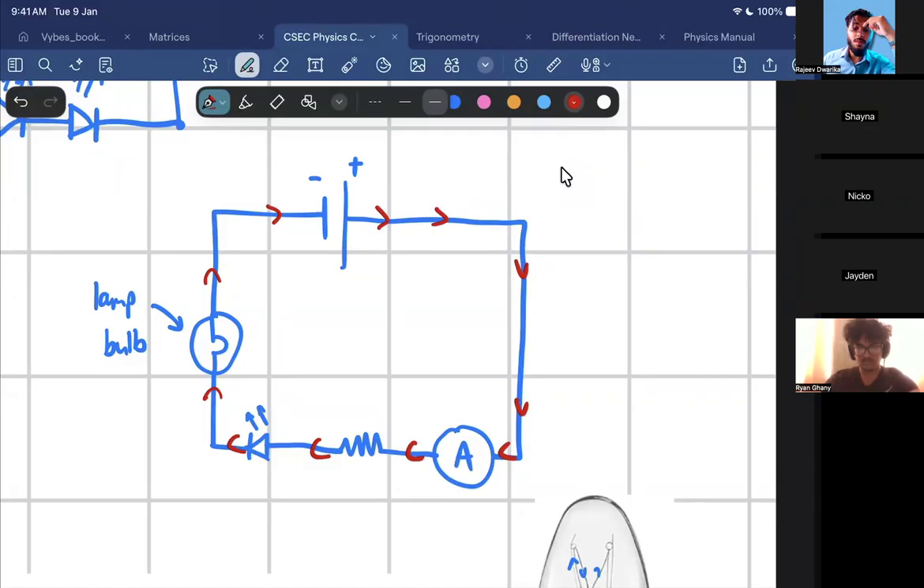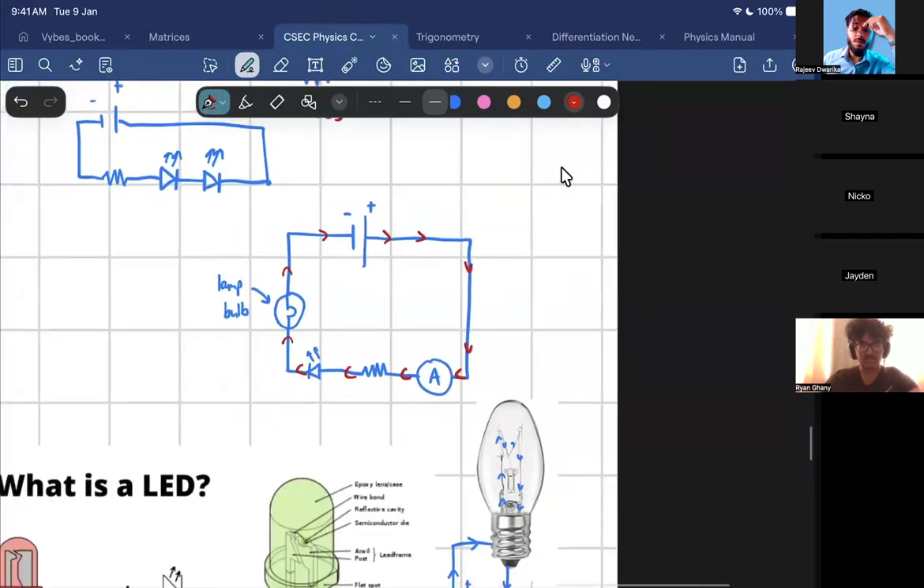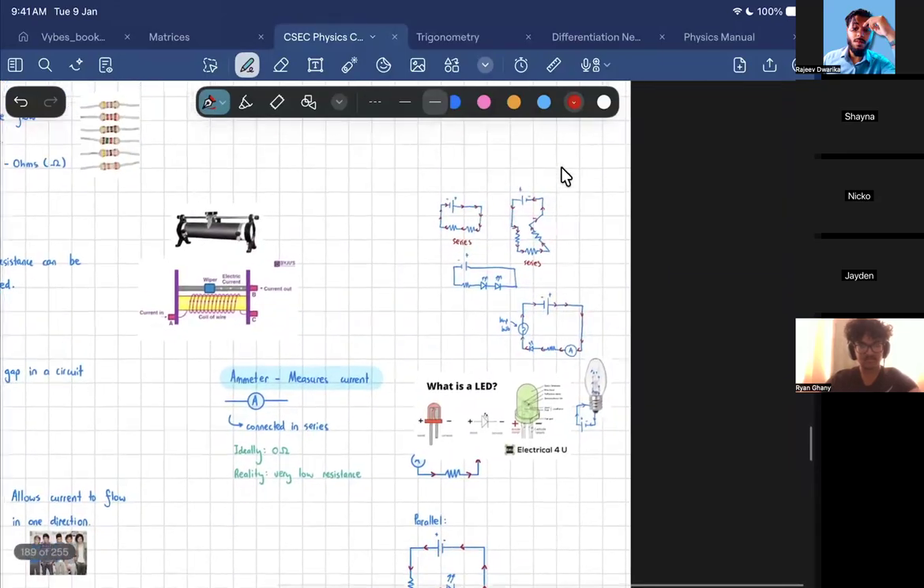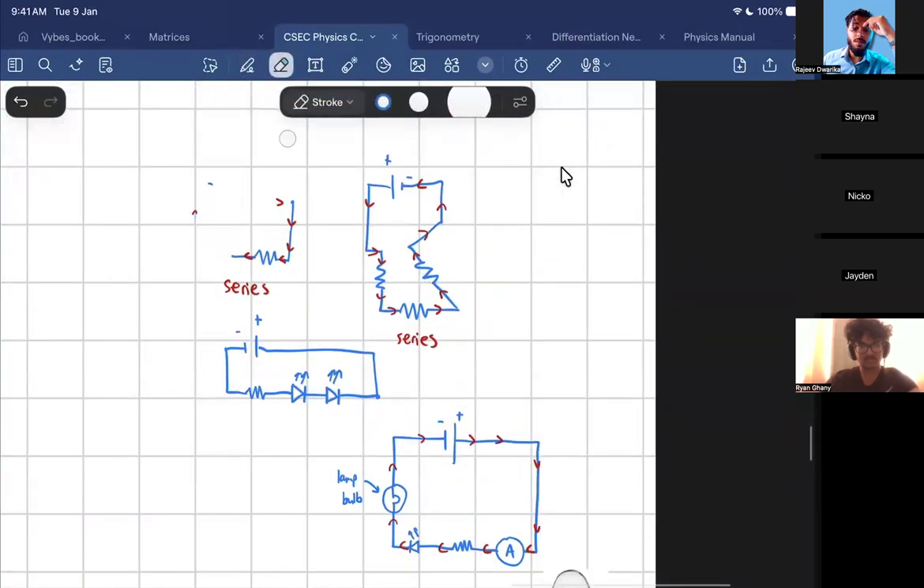So in that sense, we always hook up an ammeter in what? For you to measure current, you need to hook up an ammeter in what? Series. You need to hook up an ammeter in series. Why? Because the current needs to flow through the ammeter. Alright, let's look at parallel circuits now. So we should be okay with series circuits.